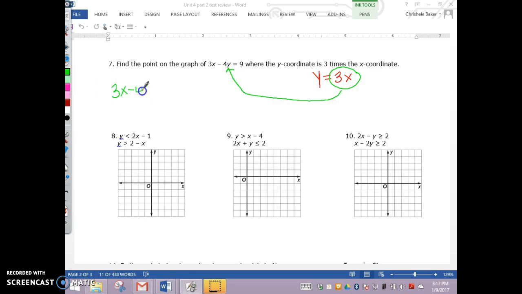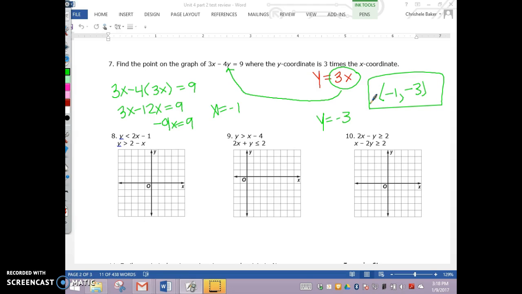So I have 3x minus 4y is equal to 9. 3x minus 12x is equal to 9. Negative 9x is equal to 9. So x is negative 1. Plugging that negative 1 right back in gives me a y of negative 3. So the ordered pair on the graph is negative 1, negative 3.